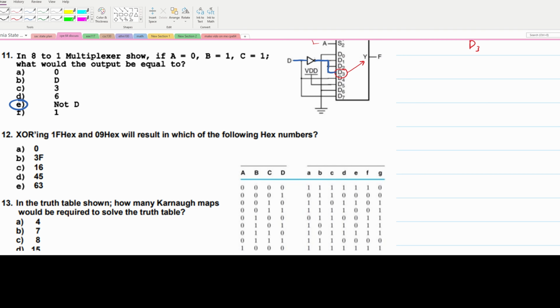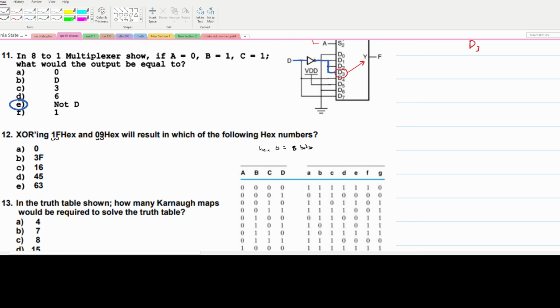For question 12 of our study guide, we're asked, XOR'ing 1F hex and 09 hex will result in which of the following hex numbers? Well, we know that a hex number is equal to 8 bits. And when we look at these, we have 4 bits here, 4 bits here, 4 bits here, and 4 bits here, which makes up an 8 total.